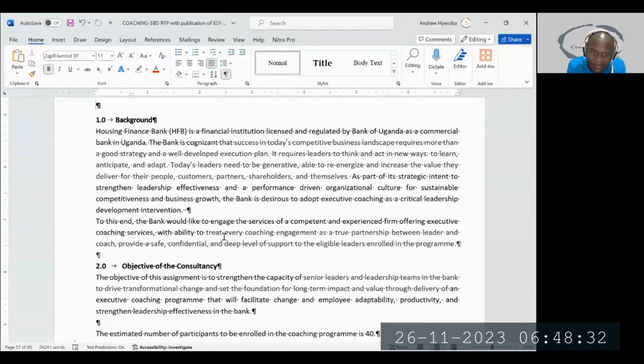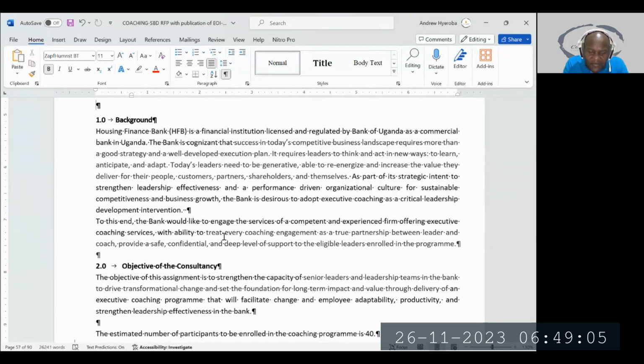As part of its strategic intent to strengthen leadership effectiveness and a performance driven organizational culture for sustainable competitiveness and business growth, the bank is desirous to adopt executive coaching as a critical leadership development intervention. To this end, the bank would like to engage the services of a competent and experienced firm offering executive coaching services with the ability to treat every coaching engagement as a true partnership between the leader and coach, provide a safe, confidential, and deep level of support to the eligible leaders enrolled in the program. The objective of the consultancy.